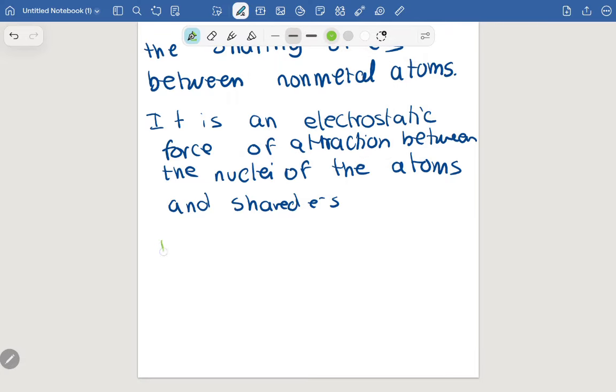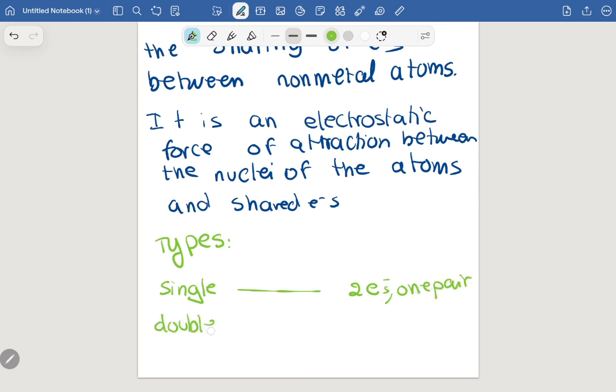So now, after we finished discussing covalent bonds, let us see the types of covalent bond. We have a single bond, which looks like this, and it's the sharing of 2 electrons, which is one pair. A double bond, which looks like this, is the sharing of 4 electrons, or 2 pairs. And last but not least, the triple bond, which looks like this, is the sharing of 6 electrons, and it is 3 pairs.